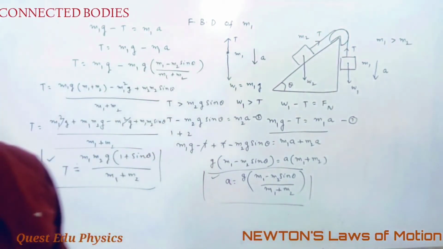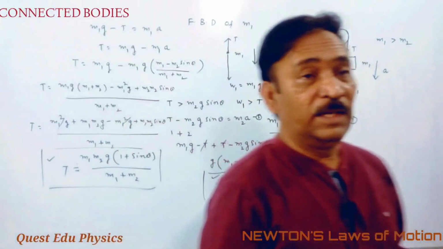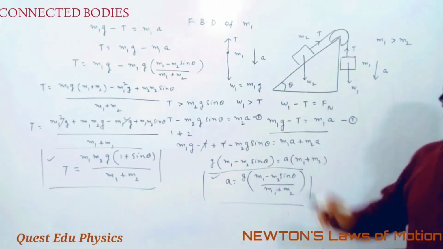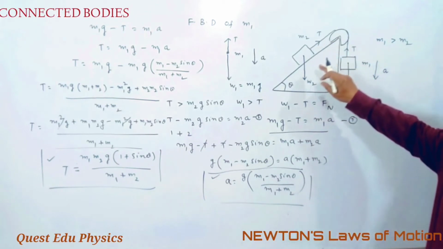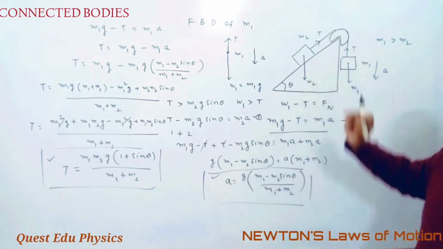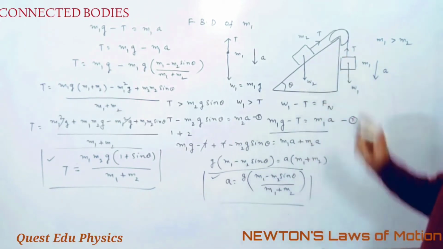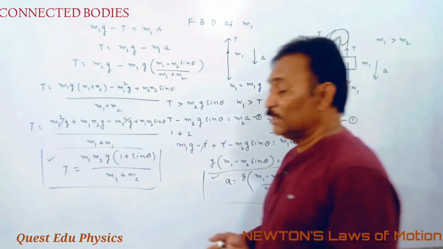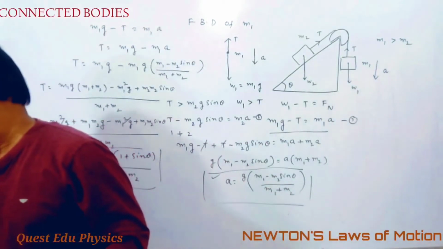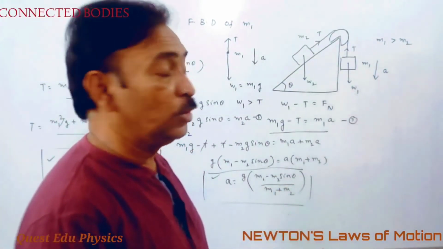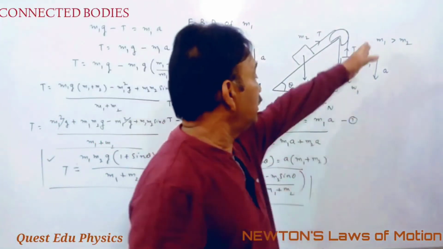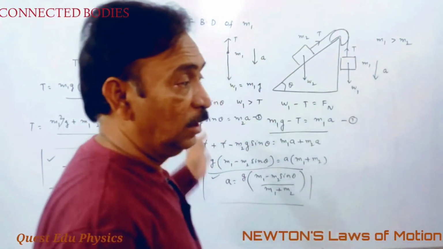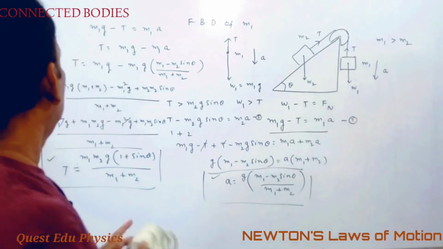In this way you can find out the tension and acceleration in the string when it's kept on a wedge with an immovable pulley. The results can be changed if you change the direction of the motion of the body. In this case it is moving down. Here think M2 is greater than M1 and we'll get the results.